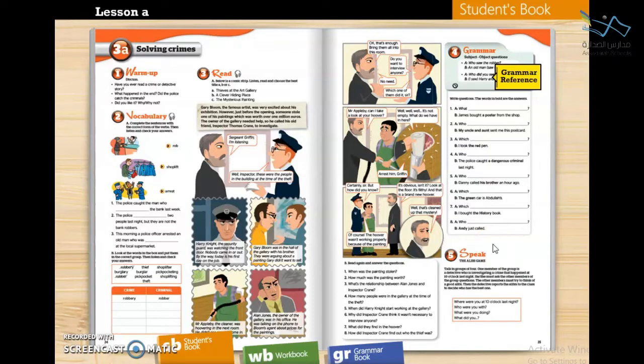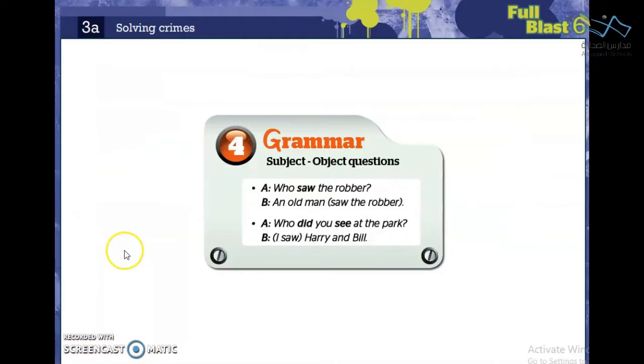How are you today? After we have finished talking about crimes and criminals, today we're going to study grammar. Our grammar today is not that difficult, just we're going to form questions. And we're going to divide these questions into two parts. The first part is asking about the subject, and the second part is asking about the object.